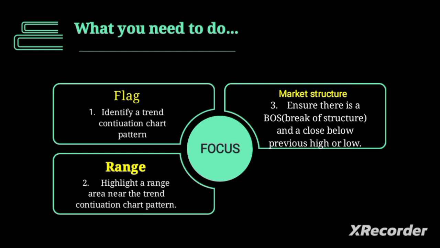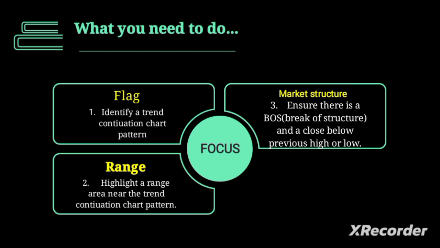I use flag depending on the setup I'm using. So in your own case, you may actually see some different chart pattern continuations, right? So whatever you see in the market, you use it, and that's why you have to be very familiar with a whole lot of trend continuation chart patterns, right? So the first step here is just to identify your trend continuation chart pattern. The second one is a range, and the last thing to use is your market structure.